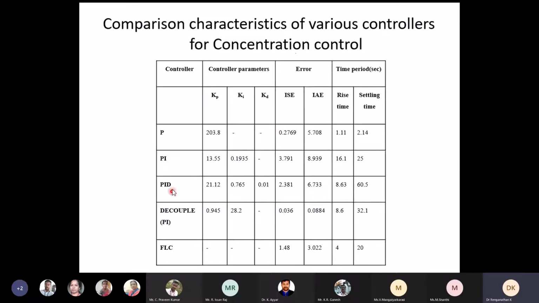So earlier we could see here, we could try for P, PI, PID, and probably the decoupler will give a better response. And probably the last one is going to be fuzzy logic. Fuzzy logic will give a much better response, but again, it depends upon the type of controller which you are designing. So obviously we will not touch upon that at this moment. We'll stick with this decoupled system itself, or decoupled control itself. Okay.